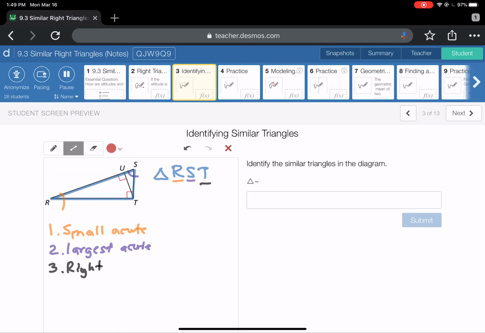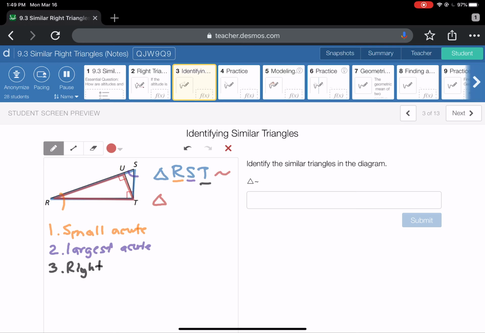In this similarity example, next I'm going to trace out this middle-sized triangle, which is created by our altitude UT. And then I'm going to name it. This is why I made this list over here. So triangle RST is similar to triangle, and then I'm going to name it.